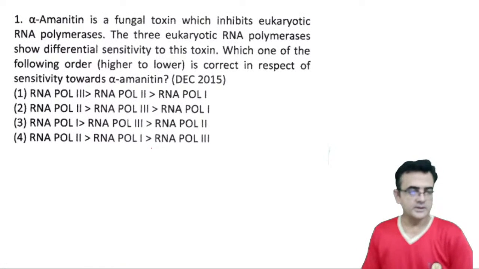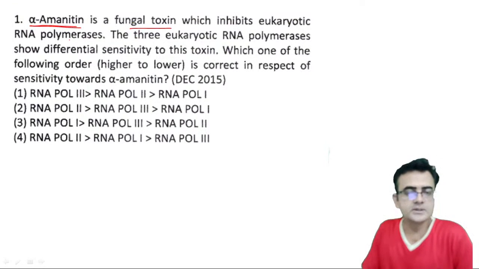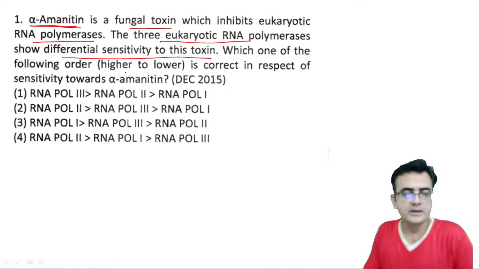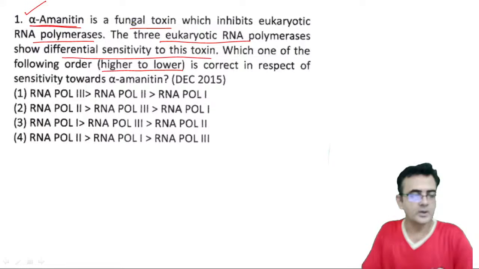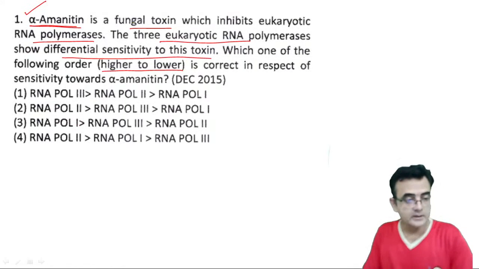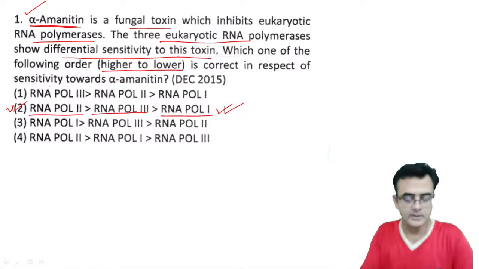Now certain questions from eukaryotic transcription. Again, the thing we discussed just now, alpha amanitin. Alpha amanitin is a fungal toxin which inhibits eukaryotic RNA polymerase. This is correct. The 3 eukaryotic RNA polymerases show differential sensitivity to the toxin. Which one of the following orders, high to low, is correct? What we discussed is that RNA polymerase 2 is affected mostly. The sensitivity of RNA polymerase 2 towards alpha amanitin is much more. So RNA polymerase 2 is highest, then RNA polymerase 3, and RNA polymerase 1 is least sensitive. This would be the correct answer. This is an important question.